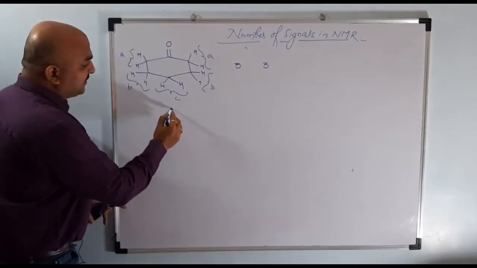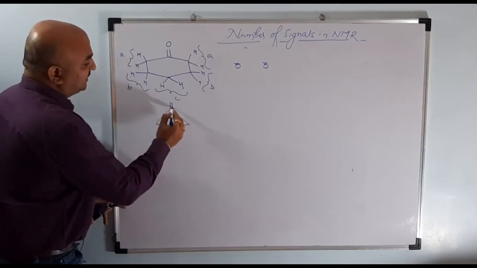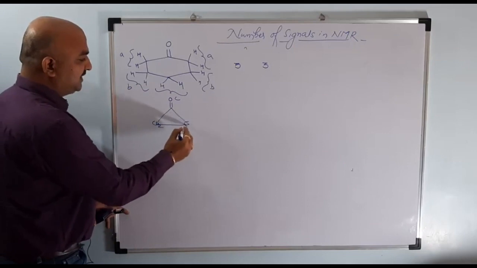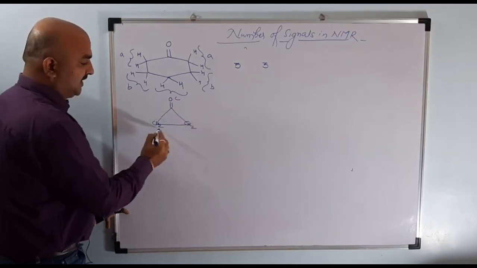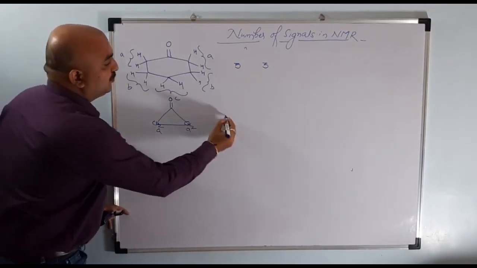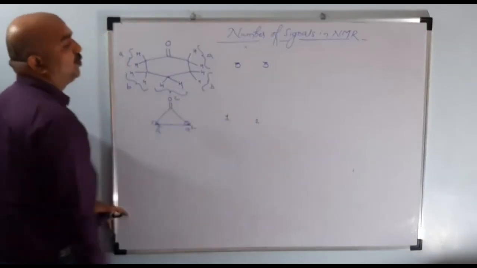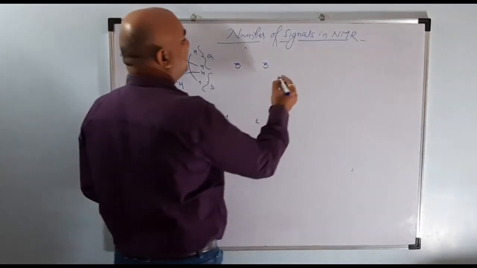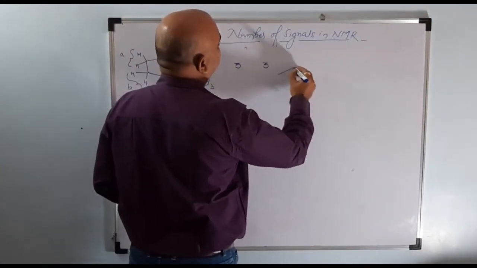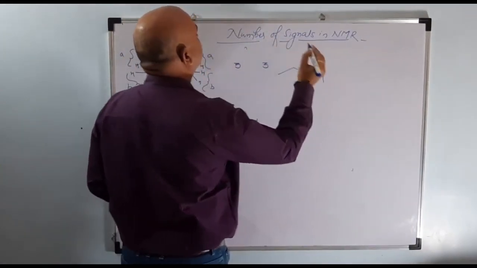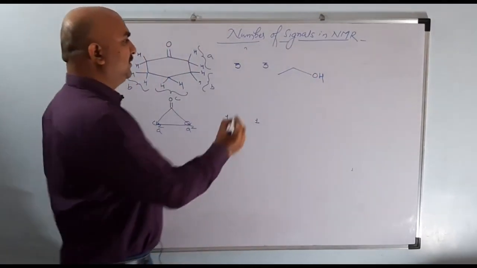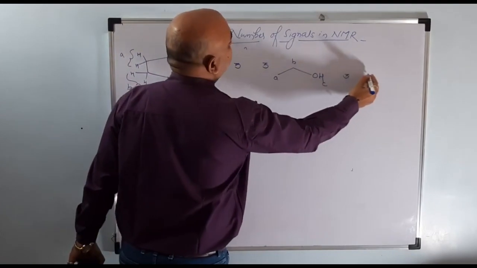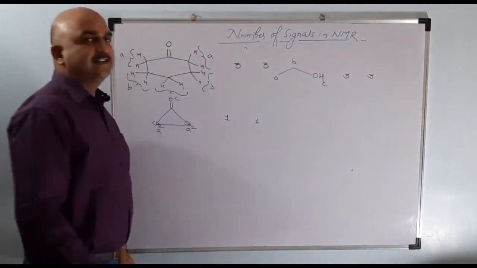In case you take only a compound like this, please see, this CH2 is attached to CH2, so they are equivalent. So it will give one set of protons, so one signal in NMR. Another most important and interesting example, if you take alcohol: this is A, this is B, and this is C. Three sets of protons, three signals in NMR.